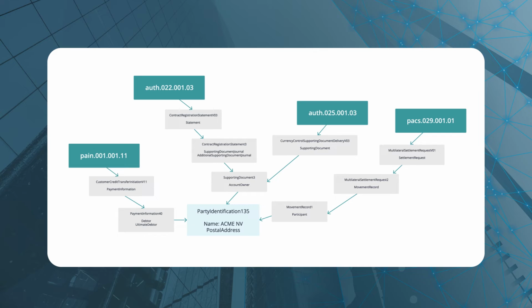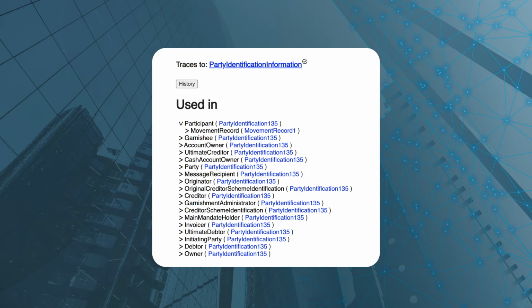For example, on this high-level schema, we see that both payment initiation messages and payment clearing and settlement messages use the same component, party identification. The same component is used by many other message types.